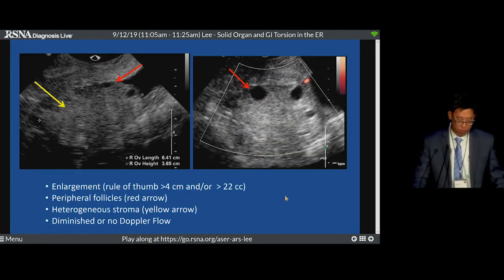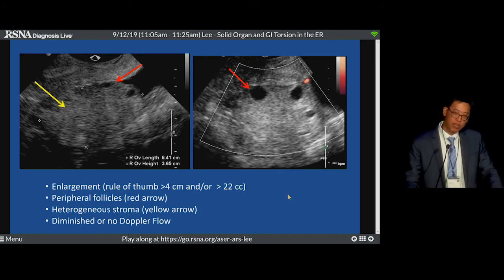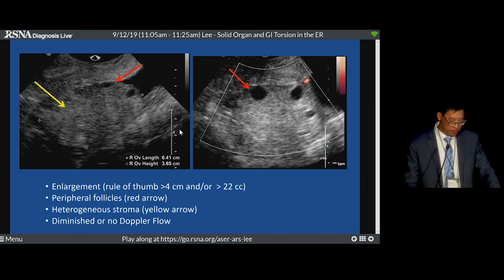Just to remind everybody, in the more typical appearance of ovarian torsion that we diagnose on an ultrasound, the ovary is almost always enlarged, so typically greater than 4 centimeters in one axis or 22 milliliters in volume. This typical appearance of peripheral follicles and echogenic or slightly heterogeneous central stroma is there. You do need to be careful with Doppler just because of the potential for dual arterial blood supply to the adnexa. So if you have grayscale ultrasound findings that suggest torsion, then you should make that diagnosis.